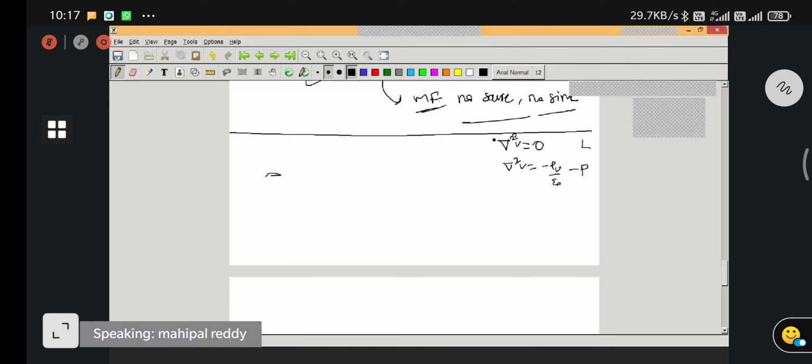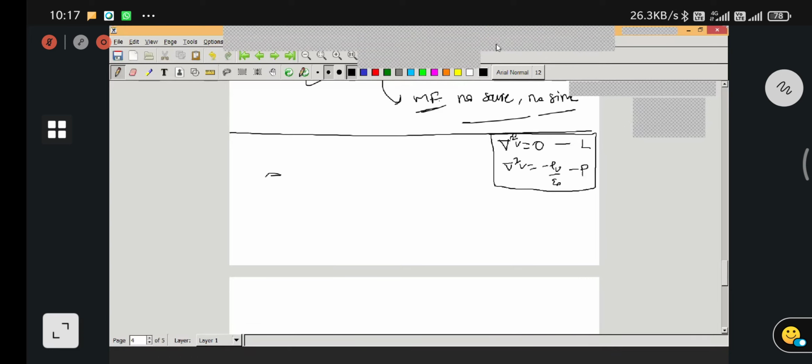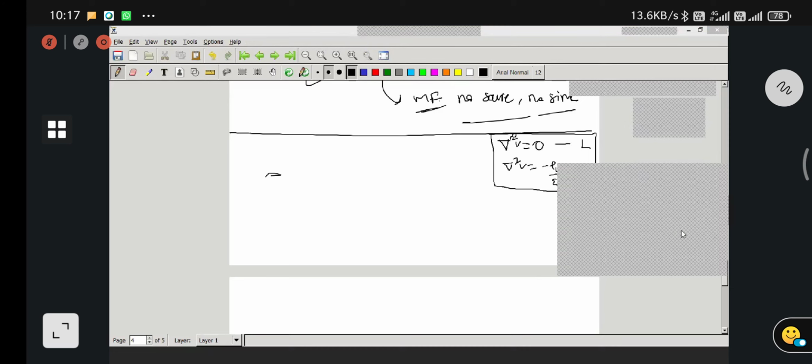I hope all of you are observing the screen. Anyone respond? Are you understanding or not? Listen carefully and observe the screen, otherwise there is no need. Shall I continue? Okay, I continue. Scalar magnetic potential.